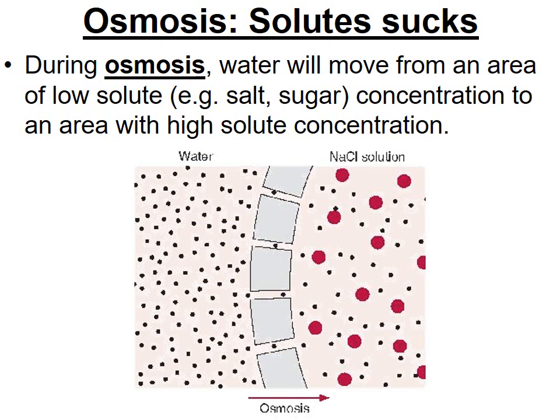Now remember that usually during osmosis, there's a difference in solute concentration on one side compared to the other. So for example, we have two solutions here. We have a salt solution on this side where there's a high solute concentration, and on the left you have a low solute concentration. So water will flow from where there's less solute to where there's more solute. So this is the direction of osmosis in this case. Remember, solutes or salt suck. Solutes can be sugar, salt, and they suck.